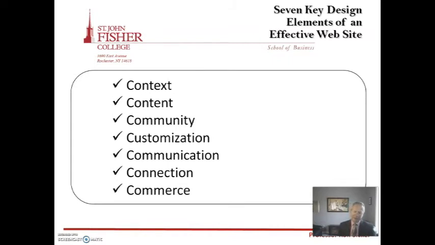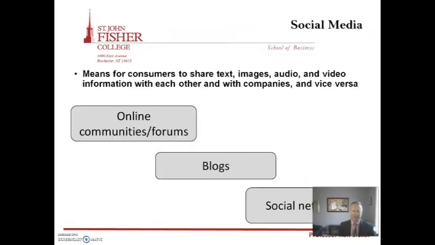Not just flowery content, but give people back something they want. The community, your customization, being able to customize it, making sure that you've got some type of shopping cart abandonment strategy in there, connection, and also commerce.